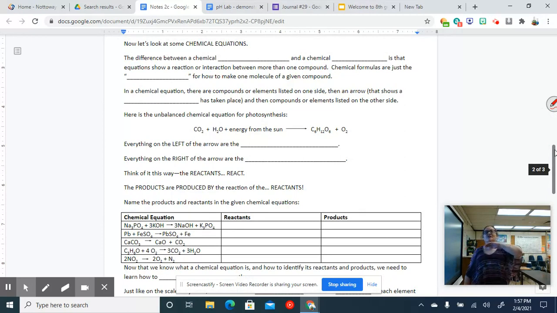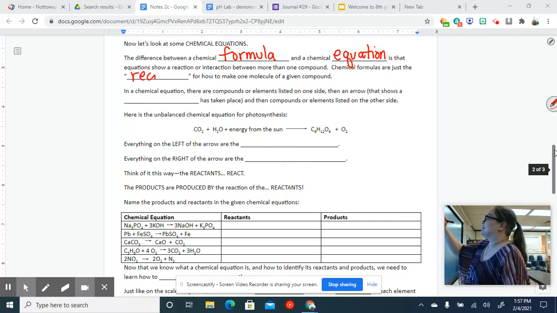All right, so what's the difference between a chemical formula and a chemical equation? Equations show a reaction or interaction between more than one compound. A chemical formula is just one compound. It's like the recipe for how to make one atom, one molecule of that compound. But a chemical equation, I get a compound plus a compound and then an arrow, and that arrow shows that a reaction has taken place.